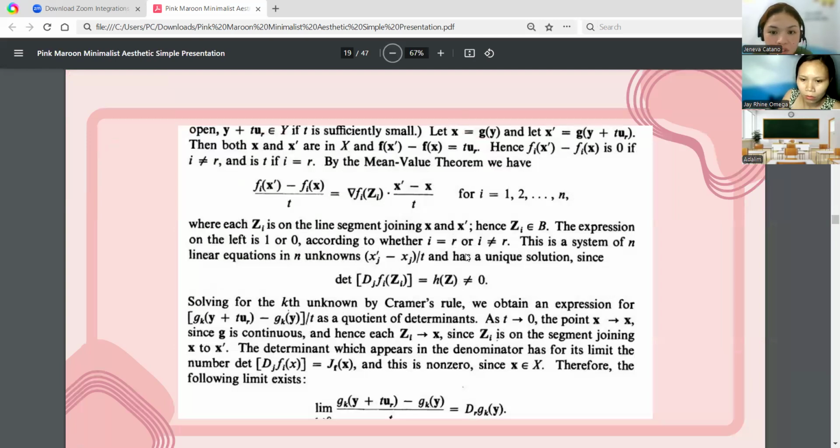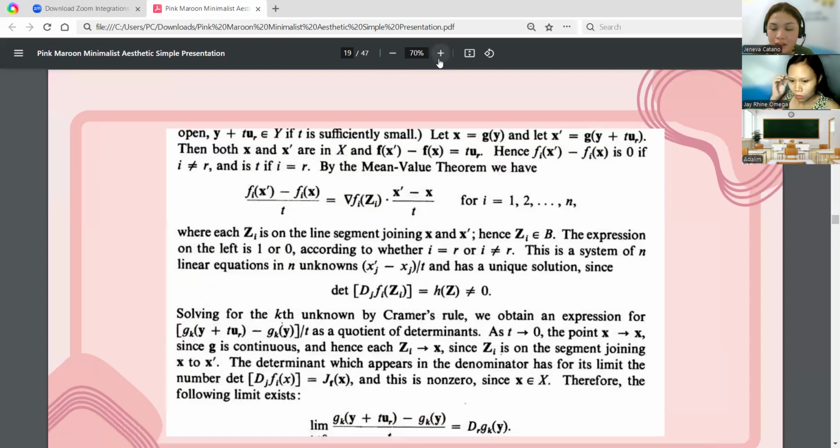If t is sufficiently small, let x = g(y) and let x' = g(y + t u_r). Then both x and x' are in X, and f(x') - f(x) = t u_r. Hence, f_i(x') - f_i(x) is 0 if i is not equal to r, and is t if i is equal to r. Okay, by the mean value theorem, we have this one.